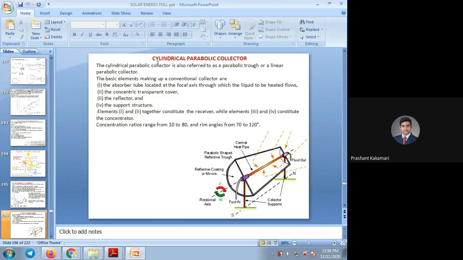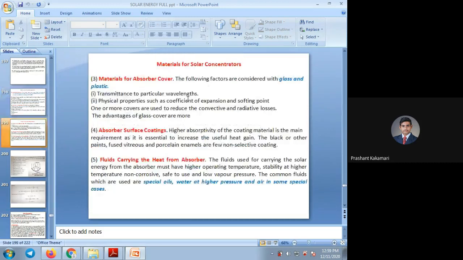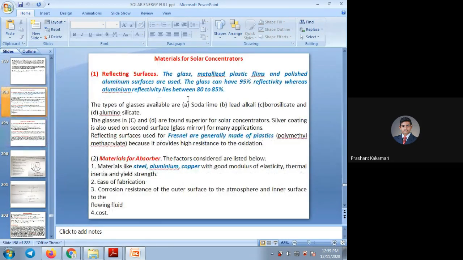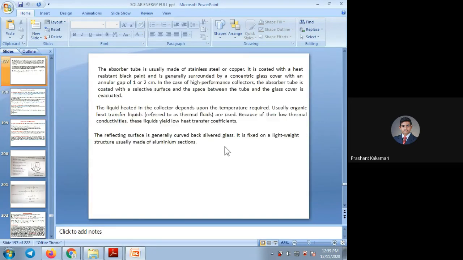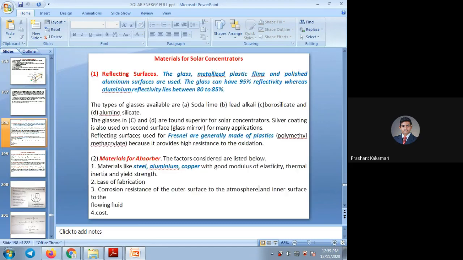Next is the theory part of the cylindrical parabolic collector, its working and different parts. Here also you can recall some more definitions: aperture, absorber, concentration ratio. All these things you can explain in this cylindrical parabolic collector. And materials used in all these concentrating collectors. These materials you can also recall from the flat plate collector. So both the materials for flat plate collector and concentrating collector. The only change is the reflector, which is the new part. It may be a metal, a glass, or a plastic reflector, depending on the paper.